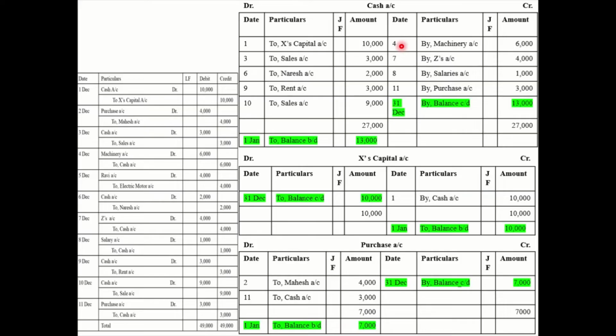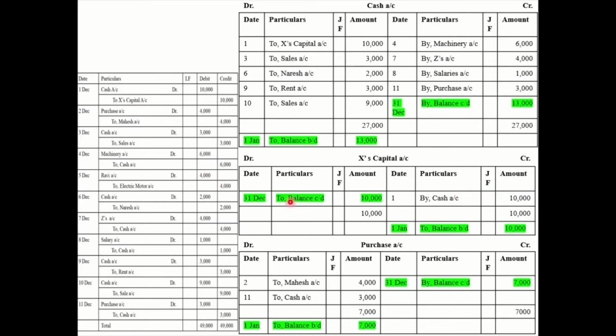Next account we are going to prepare, X capital account. X capital account entry is on the credit side. That credit side means we record that date's transactions on the credit side. But which account do we record? We record the debit account. Debit account is 1st December by cash account rupees 10,000. There is no other date in which X capital account is recorded. That's why we are going to mention only the credit entry.